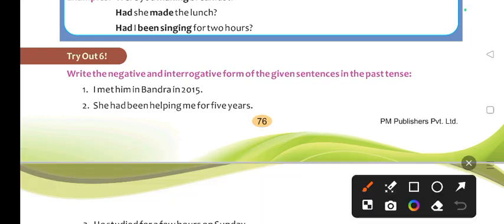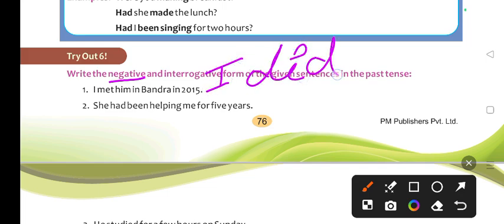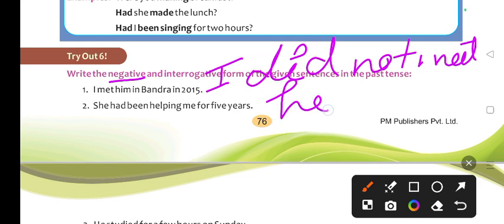Yes, I met him in Bandra in 2015. So you need to make it negative. So in negative, what do we do? We will put I did not meet. I did not meet him in Bandra in 2015.